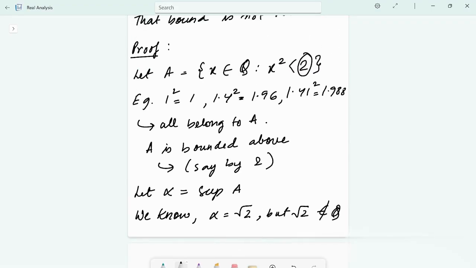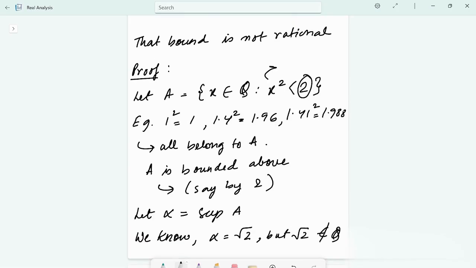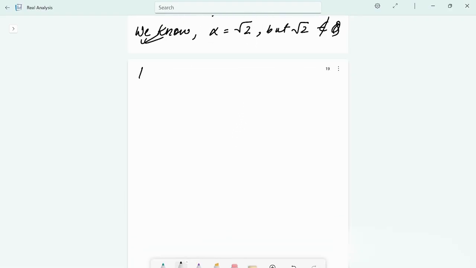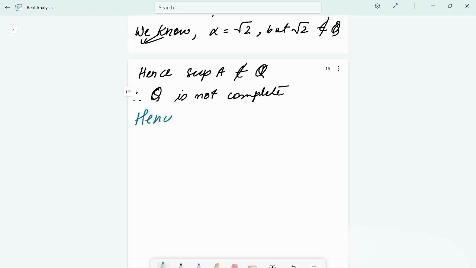Why did I say that alpha is root 2? Because just see here, x is root 2, the least upper bound. Hence, from this, we can say the supremum of A does not belong to the rational set. Therefore, it is not complete. And hence, we have proved the theorem.